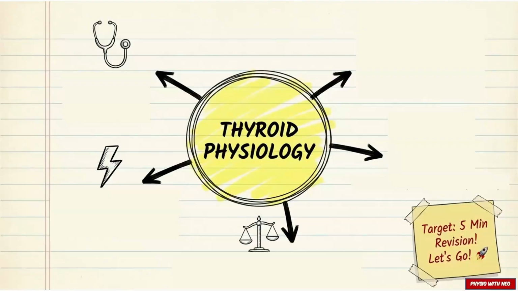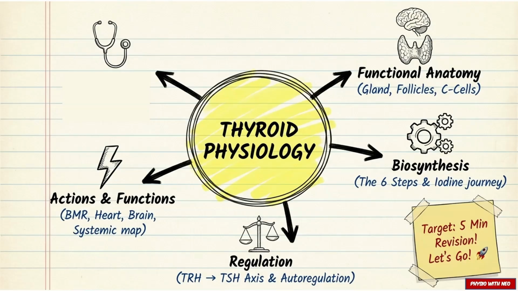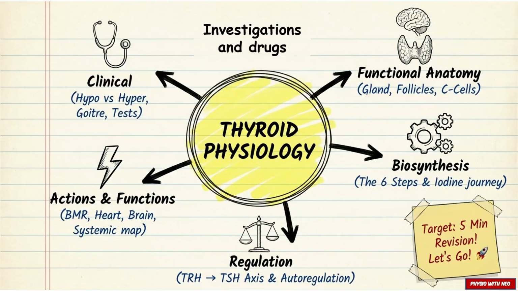Before learning the details, always see the big picture. Everything in this chapter revolves around just 6 ideas: functional anatomy, biosynthesis, regulation, actions and functions, clinical, and investigations and drugs. If you can remember these 6 branches, you have already remembered the entire university answer. Now pause this video. Can you recall all the 6 branches without looking? If yes, you are already ahead of most of the students.